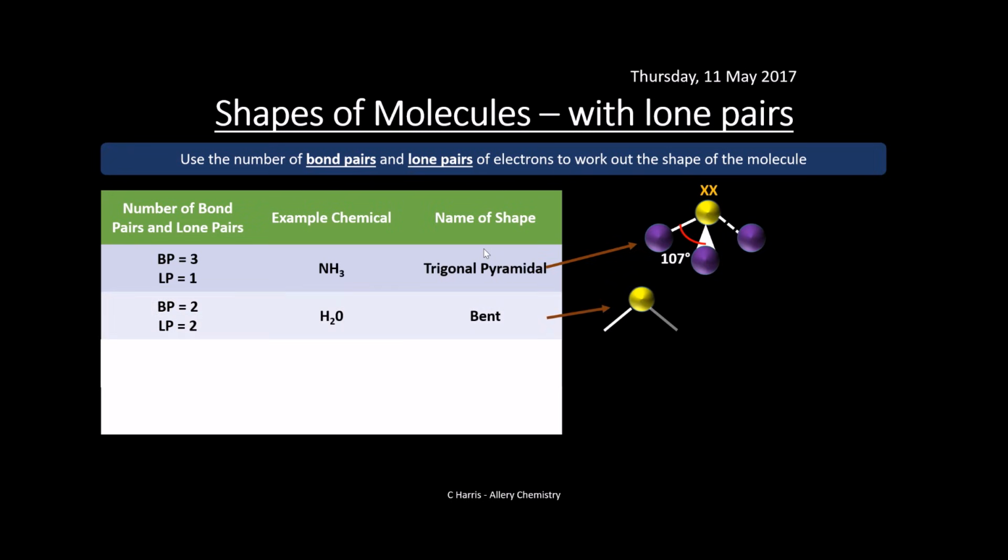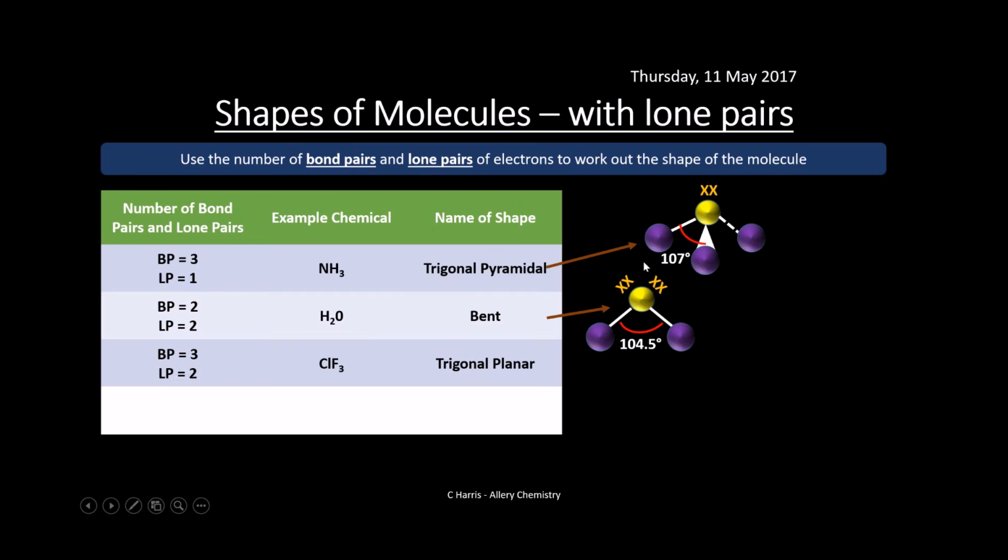Okay, 2 bond pairs and 2 lone pairs. Example is water here. This is called a bent molecule. Angles 104.5. Again, we've shrunk it by another 2.5 degrees because we've got 2 lone pairs.